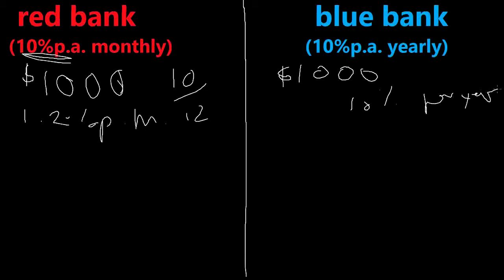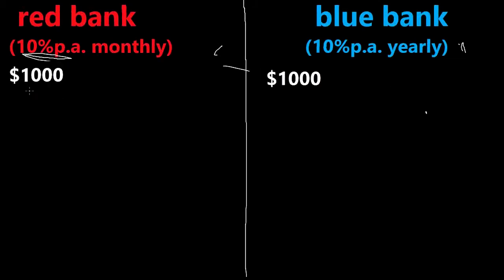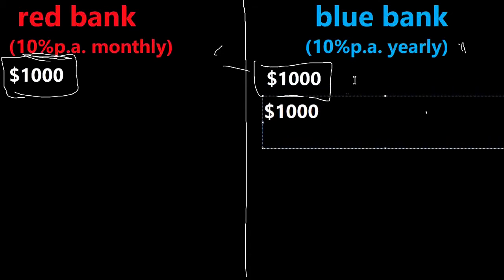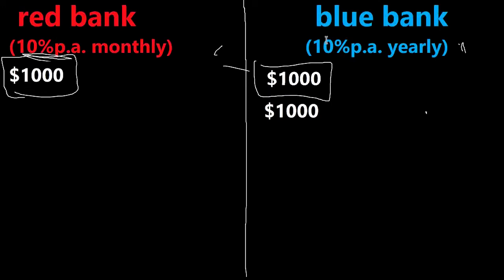So what we're going to do is assume that this blue bank pays the money at the end of the year, and we're going to compare how much money is in our accounts at the end of the year and see which one is better. So month 0, we haven't started the year yet, we have $1,000. Now month 2 in the blue bank, you're still going to have $1,000 because they only pay you the interest at the end of the year. That 10% only comes at the end of the year.